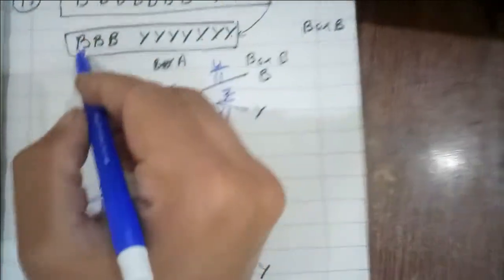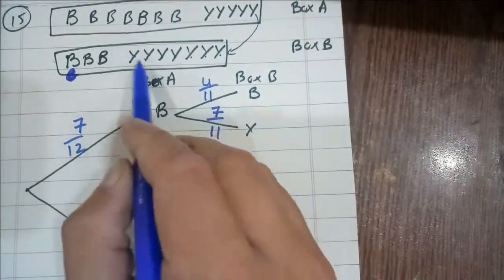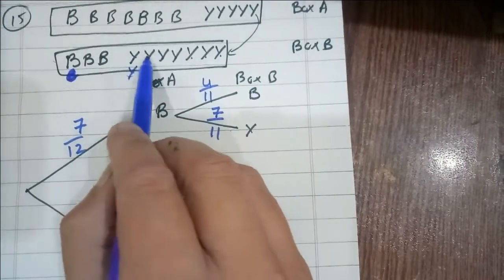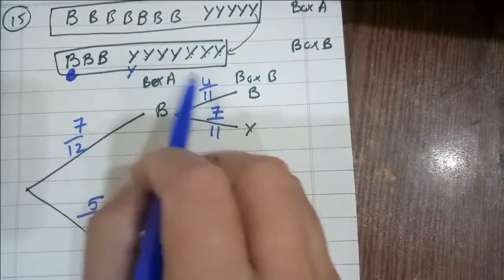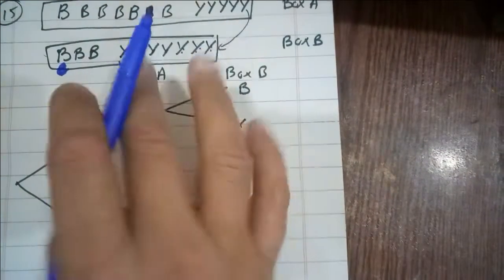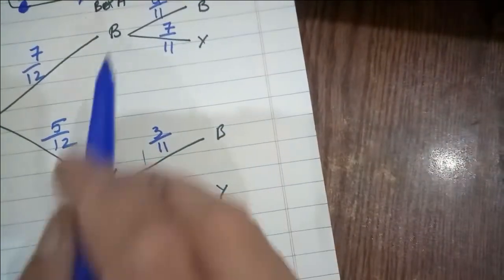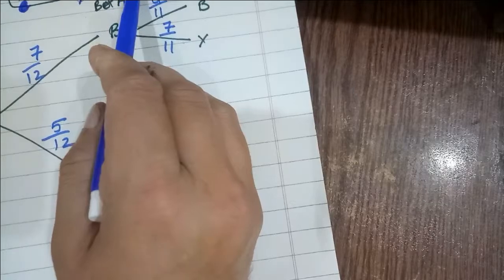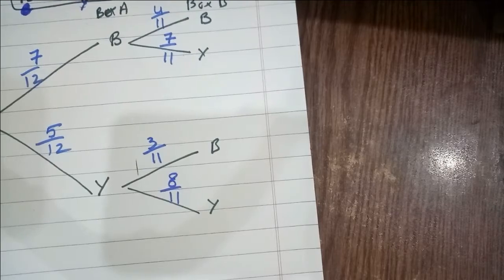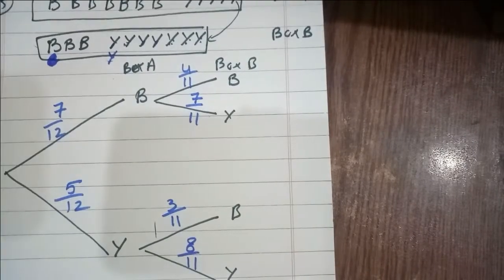Alright, for the next one, I'm removing this now. If the yellow has been taken from box A, then I'm adding this yellow in box B. So 1 2 3 4 5 6 7 8. Now 8 yellows in box B. So the probability of getting blue will be 3 over 8 plus 3, 11. And for getting yellow, 8 yellows divided by 11. So this is the complete tree diagram. Part A done.